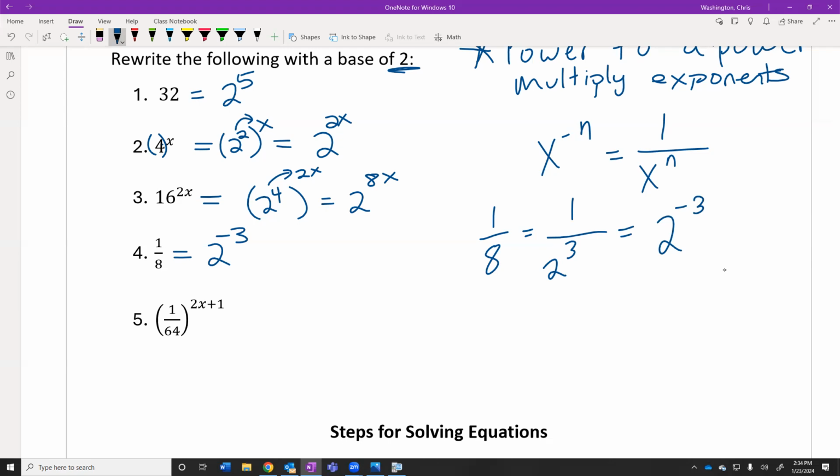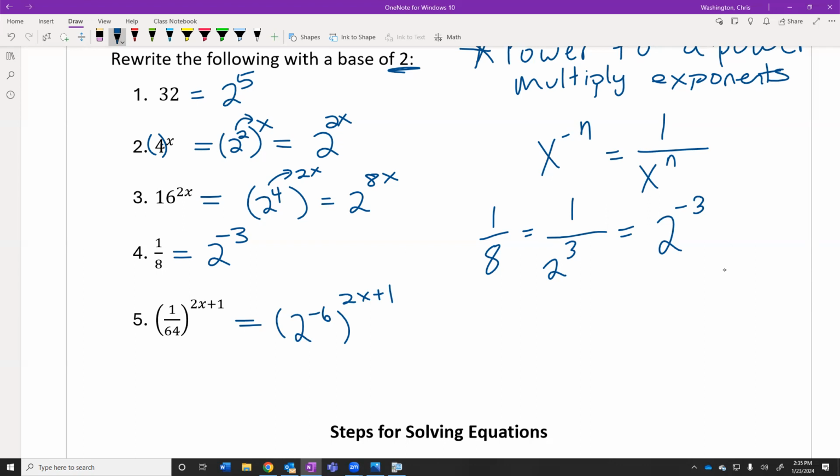So anytime you see this idea of a fraction, 1 over a number, you can still look that number up on the chart. Just use a negative exponent in its place, like number 5, 1 over 64. We're going to look 64 up on the chart, and we're just going to make it a negative exponent. And that's going to take care of the 1 over 64 part. So 2 to the 6th power is 64. So we're going to use the -6th power to incorporate the 1 over 64.